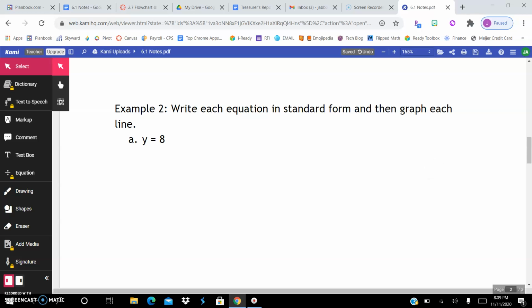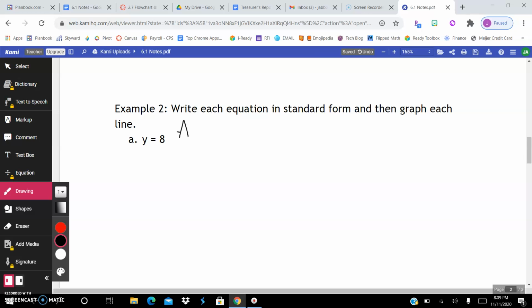Then example 2, it says write each equation in standard form and then graph each line. So this one is in standard form because the standard form is ax plus by equals c. There's no x involved, so that means our a had to have been 0. So it was 0x plus, there's no number in front of y, so that's a 1. So 1y and then equals 8. So that's what it looks like in kind of expanded standard form. Y equals 8 is simplified down with all the stuff that we don't need written.